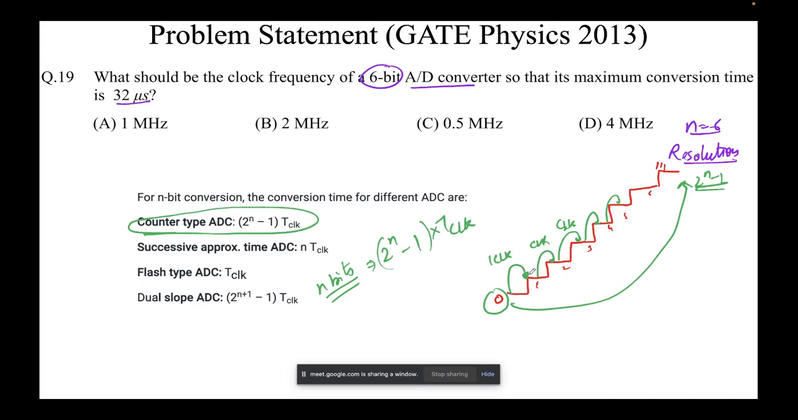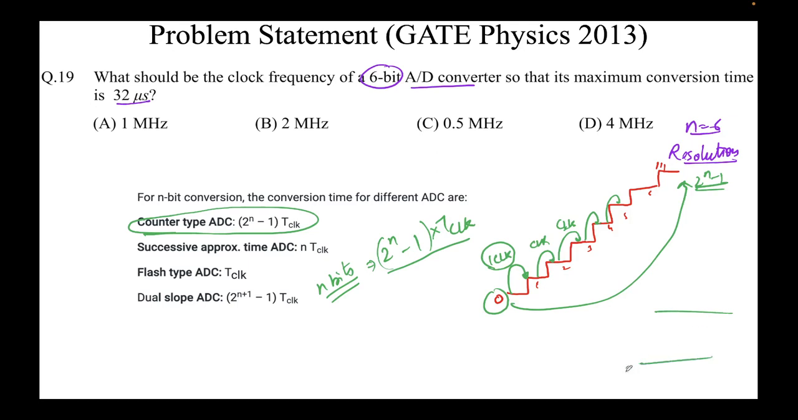Note that to climb one step, you require one clock cycle, right? When you have to climb 2 to the power n minus 1 steps, clearly you require (2 to the power n minus 1) times T clock. This is the maximum time. The minimum value that you can have is 0. We saw in the first slide that the minimum value is 0 and the maximum value is 2 to the power n minus 1. So what is the maximum thing that you need to convert? You are at value 0 and you want to go to the maximum. So what is the time that you will take?